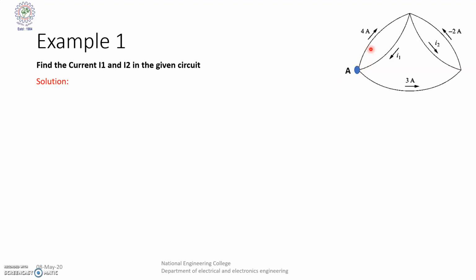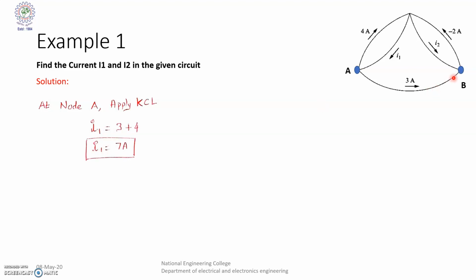Here the incoming current is I1, and the outgoing currents are 4 ampere and 3 ampere. So I1 is equal to 3 plus 4, since incoming is equal to outgoing. Therefore I1 is equal to 7 ampere.